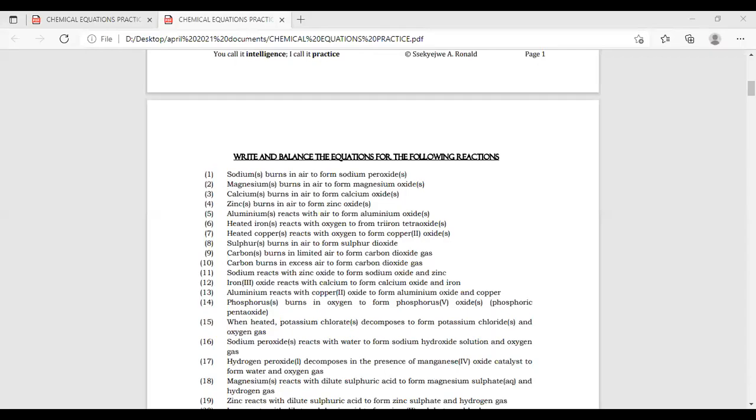We're looking at equations. An equation summarizes a chemical reaction. So here we have looked at gases, how to prepare a gas, the reaction, and so now we're looking at equations. How do you write equations? An equation summarizes a chemical what? Reaction. That is step one.